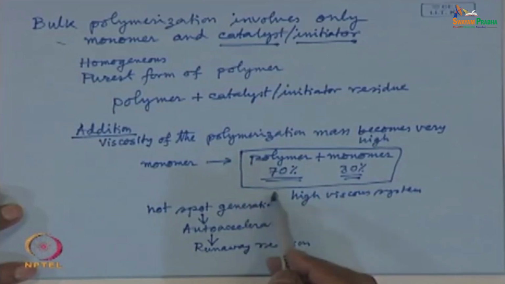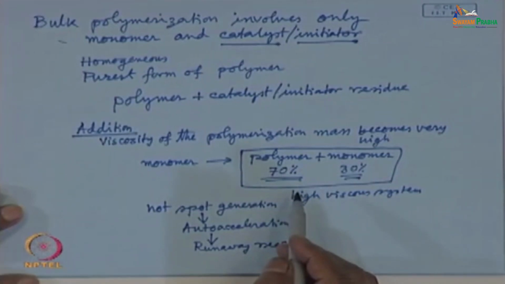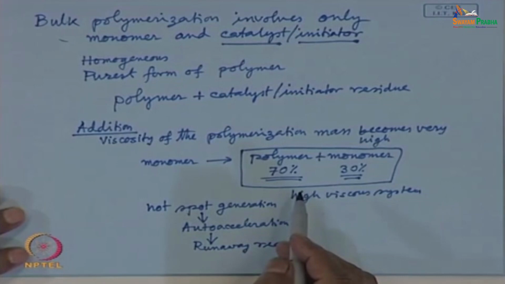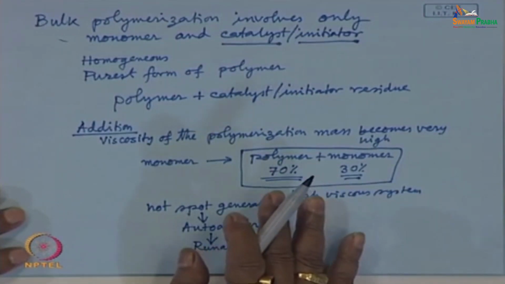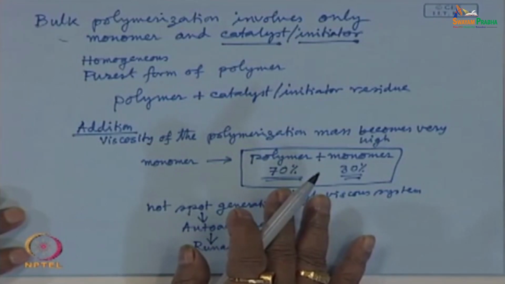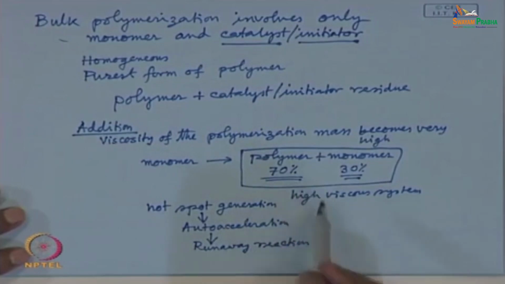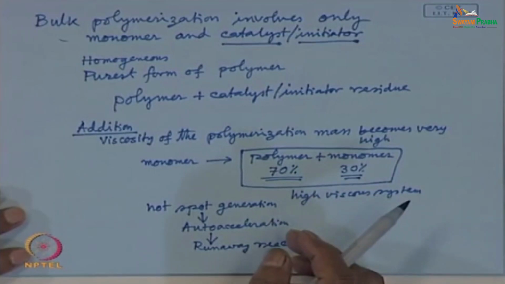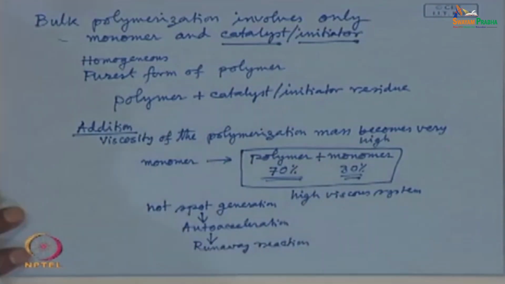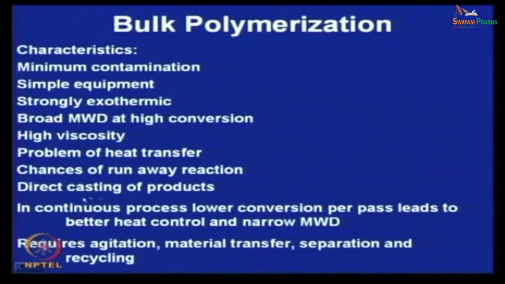normally in case of addition chain polymerization, if it is done by the bulk technique, it is actually stopped at lower conversion, say 50%, 60% like that. That means such type of polymerization can be carried out in 2 steps. You will see that here you see the direct casting of products.